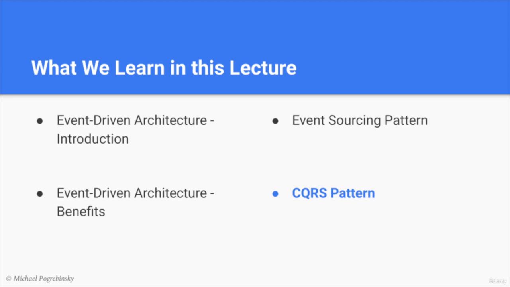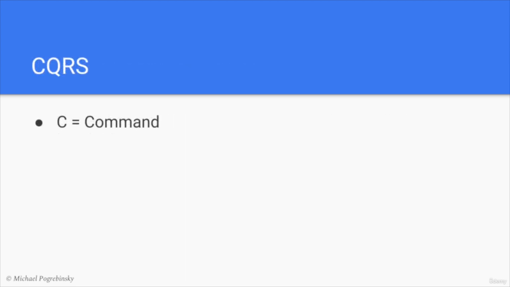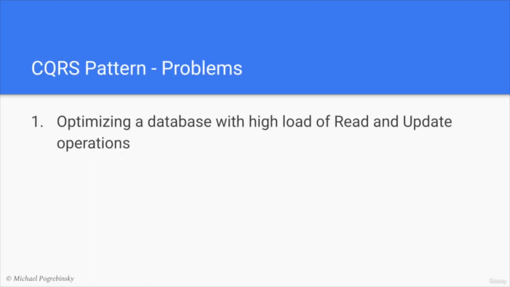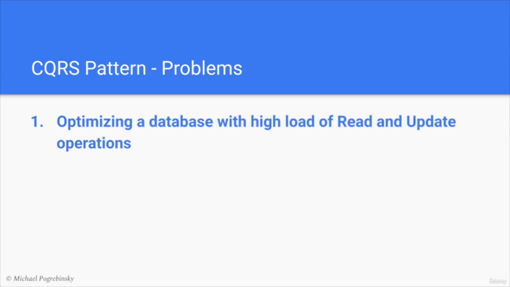Another very powerful architectural pattern that we can implement using event-driven architecture is called CQRS. CQRS stands for Command Query Responsibility Segregation. This pattern can solve 2 problems for us. The first problem is optimizing a database that has a high load of both read and update operations.